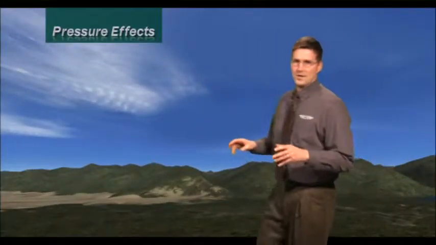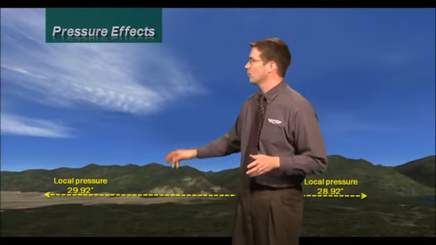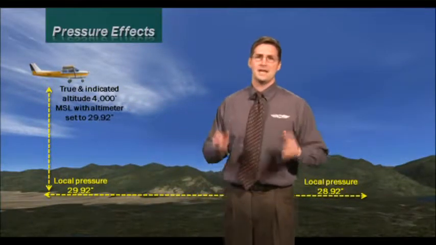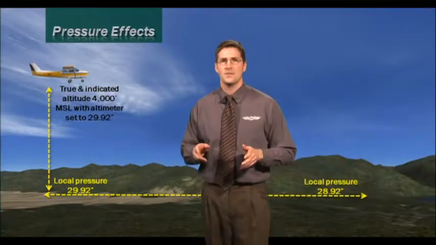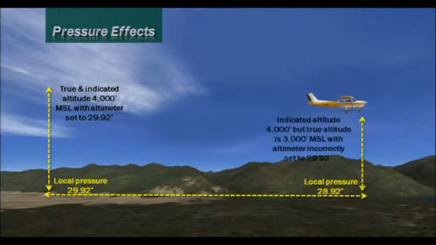Check out this example. We're on a flight from a local pressure area of 29.92 inches to an area with a lower pressure of 28.92 inches. Now, our aircraft with the correct local altimeter setting of 29.92 is cruising at a true and indicated altitude of 4,000 feet MSL. If the aircraft proceeds to the area of lower pressure with the incorrect altimeter setting of 29.92, it will still indicate an altitude of 4,000 feet, when in actuality the true altitude is only 3,000 feet MSL. Hence the adage, from high to low, look out below.